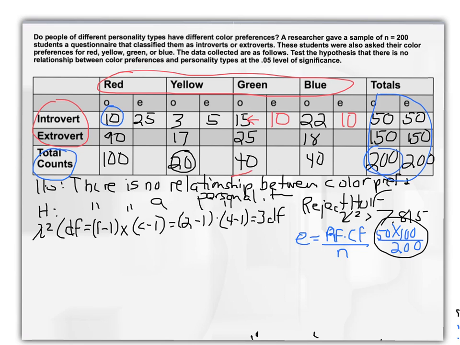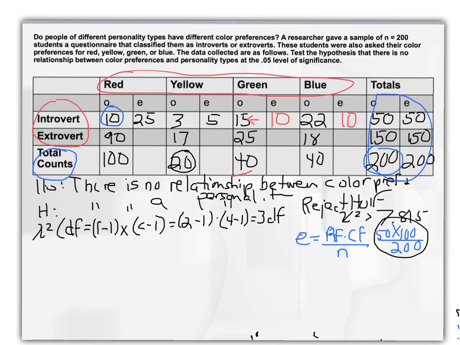So for each of the 4 cells, I've looked at the total for the row, which is 50 for red, multiplied that times the total in the column, which is 100, and divided by the total sample size. I did that for all 4 cells, and I got expected frequencies of 25, 5, 10, and 10, and they total 50. 50 observed, 50 expected. So it looks like I did that right.